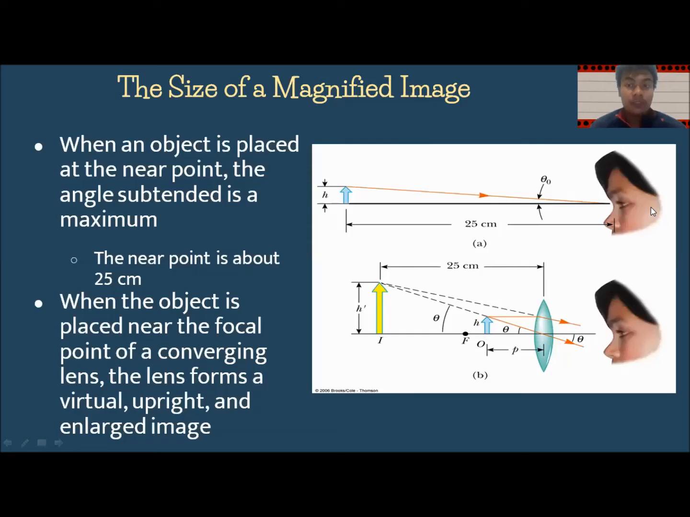So we talk about the size of a magnified image. First, when an object is placed at the near point, the angle subtended is a maximum. Here, the near point is about 25 centimeters. And when the object is placed near the focal point of a converging lens, the lens forms a virtual, upright and enlarged image.